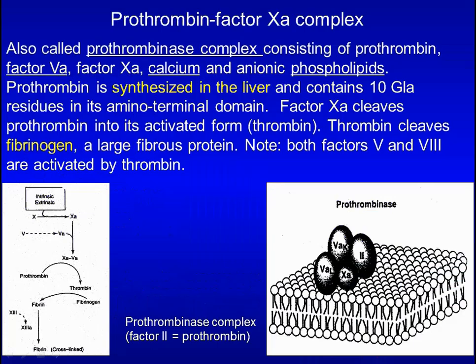The last complex in coagulation is prothrombin factor 10A complex, also known as prothrombinase complex. It consists of prothrombin, factor 10A, factor 5A, calcium, and phospholipids. Factor 10A cleaves prothrombin to its active form, thrombin. Thrombin then cleaves fibrinogen.